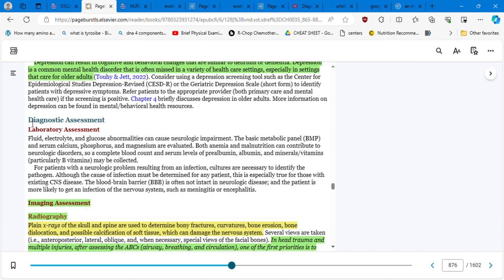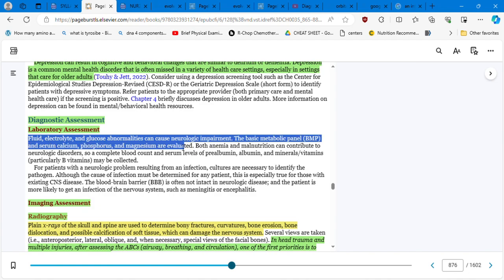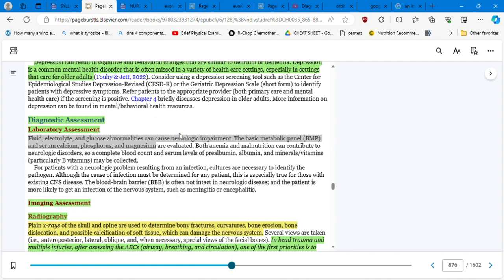In whatever is related to the laboratory assessment, we are going to consider the fluid, the electrolytes, glucose abnormalities. We're going to pay attention to the basic metabolic panel, which includes your liver enzymes, your kidney function, your serum calcium, phosphorus, magnesium, all these different factors that are going to be reported in the results of the classic basic metabolic panel. Anemia and malnutrition also are going to be assessed, and also we're going to check our complete blood count, which includes our red blood cells, white blood cells, platelets, and also serum levels of albumin, prealbumin, minerals, vitamins, particularly B vitamins that we mentioned in the previous part.